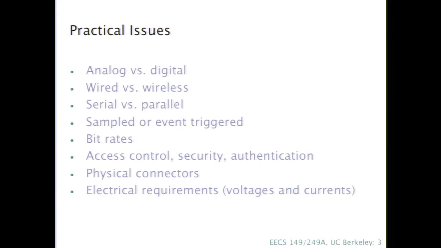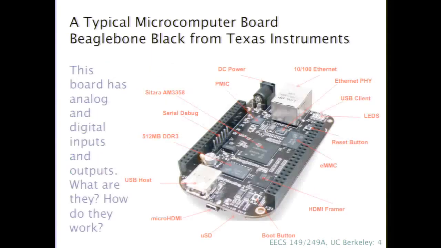So these are the kinds of issues that we're going to look at today, and I'm going to focus more on the practical side than on the philosophical side. Here's a typical microcomputer board that you might use in an embedded systems project. Some of you will probably use this very same board, or you might use an Arduino, which has a similar architecture. This one happens to be a BeagleBone. It has a processor on it and a whole bunch of digital and analog inputs. What we're going to look at today is what these inputs and outputs are, how they work, how you use them, and how you build systems out of them.